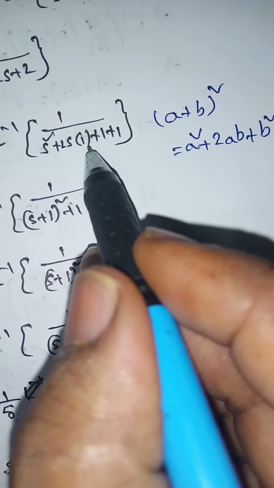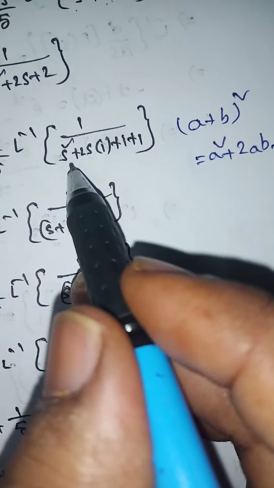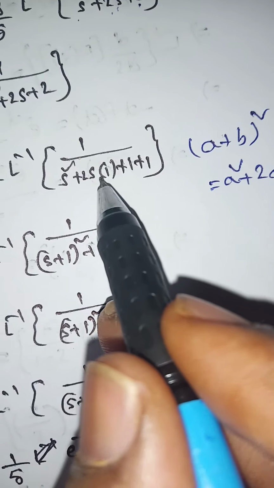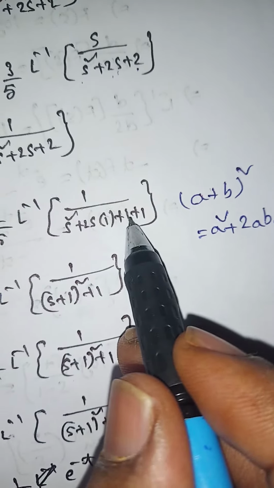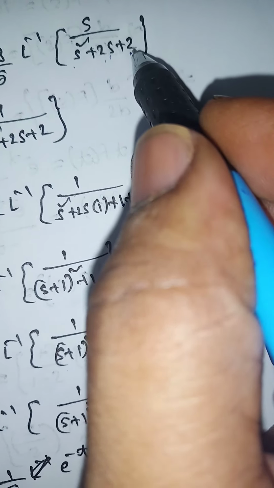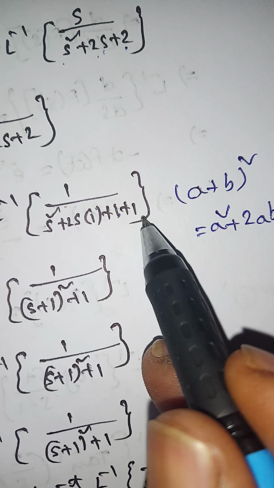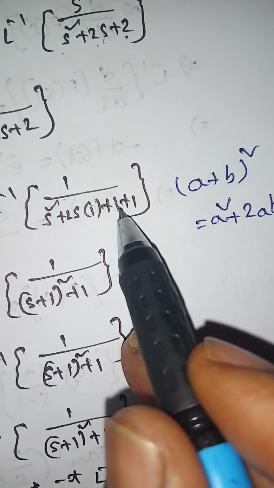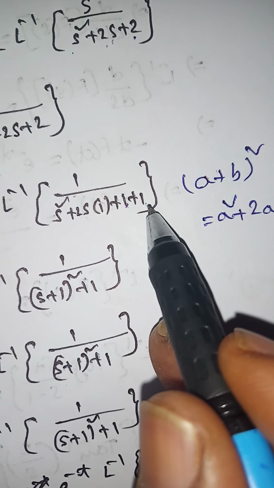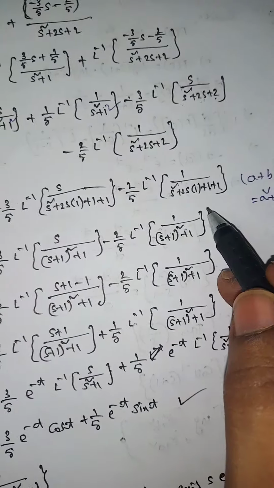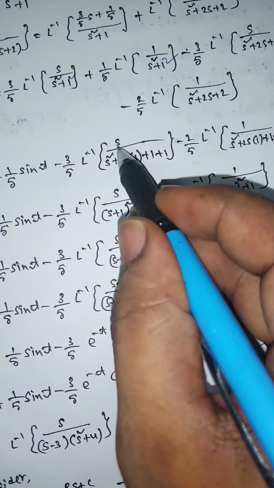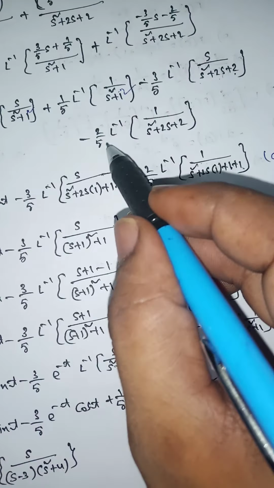If you compare with 2ab, b is 1, that means we should have a square plus 2ab. If you want to write this part as a plus b whole square, we should have b square, which is 1 square, that means 1. I have written 1. To get the equality, here we have 2, so I am writing 2 as 1 plus 1. One 1 I am using for b square, and the other 1 I keep here. And I am converting like this.